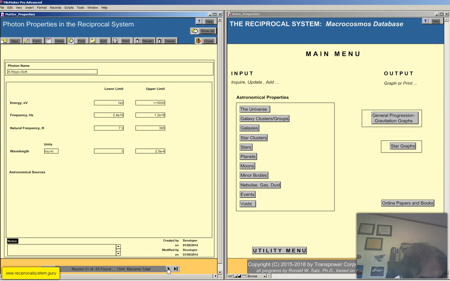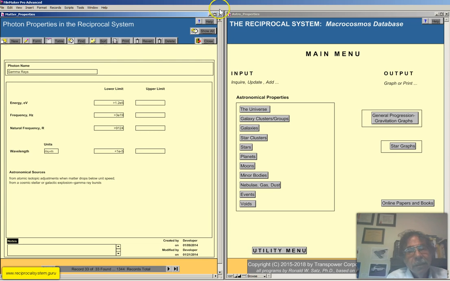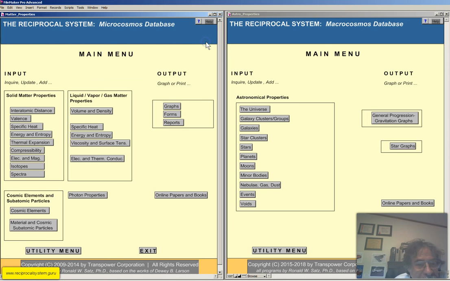And then, of course, you have soft X-rays and you have hard X-rays. And then we come to gamma rays, and there's really no upper limit for these things. In terms of frequency, it's like greater than 9124. And astronomical sources from atomic isotopic adjustments when matter drops below unit speed from a cosmic, stellar, or galactic explosion, gamma ray bursts. Alright? And that's it. Wow, so we covered photons today. Next week we'll cover the whole graphing function for all the properties of matter.